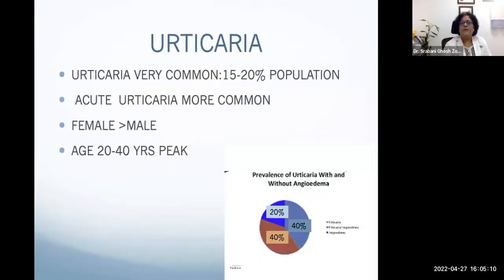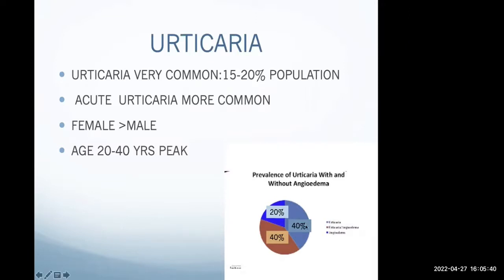So, as I mentioned, urticaria is very common. It's present in 15 to 20% of the population at any time of their life. Acute urticaria is, of course, more common, and there's a female preponderance, and the usual peak is 20 to 40 years of age. If you look at this pie chart, you can see in 40% of cases, urticaria can present alone. In 40% of cases, there can be overlap of urticaria and angioedema. And in 20% of cases, there can be just angioedema.